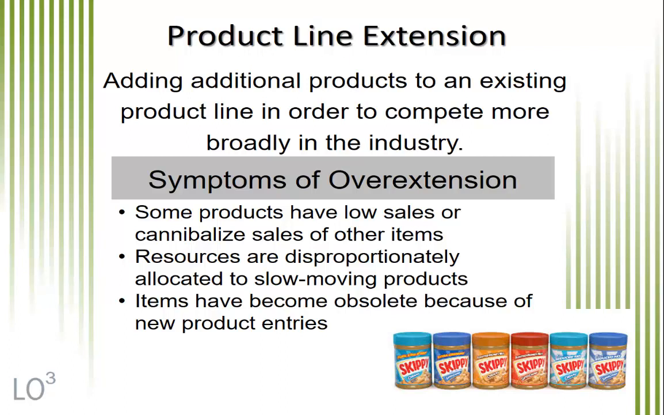Contracting product lines is a strategic way to deal with overextension. There are symptoms of overextension. For example, some products have low sales or cannibalize sales of other items. Second, resources are disproportionately allocated to slow-moving products. Lastly, items have become obsolete because of new product entries.